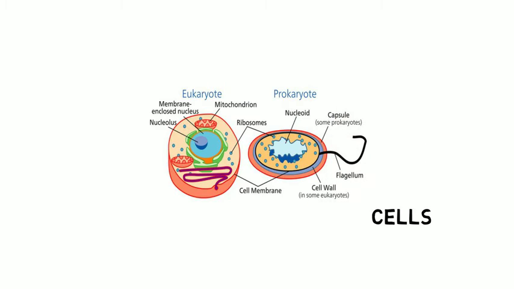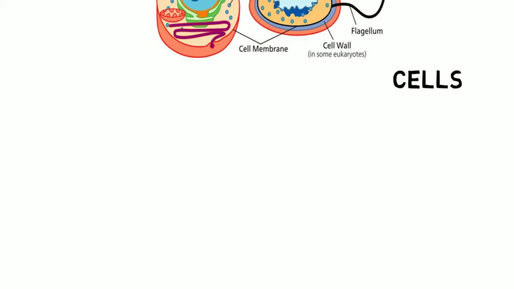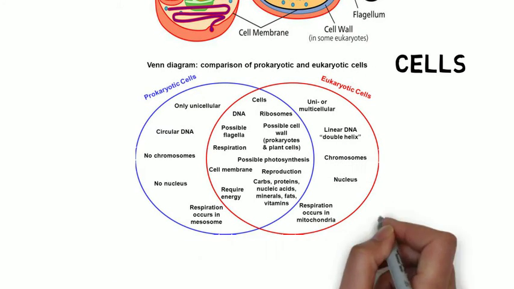Let's move on to cells. All cells are either prokaryotic or eukaryotic. Prokaryotic cells are simpler and more ancient than eukaryotic cells. Prokaryotes have no nucleus, only a nucleoid region with one circular DNA, no membrane-bound organelles, and a cell wall.